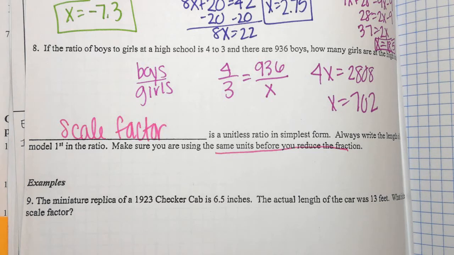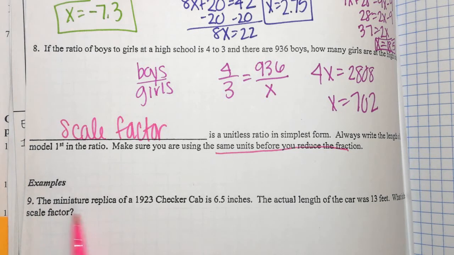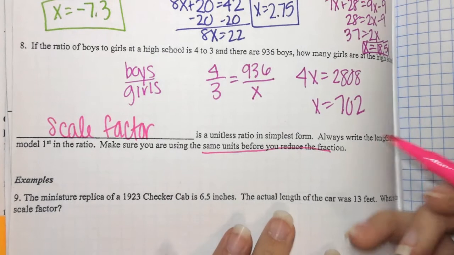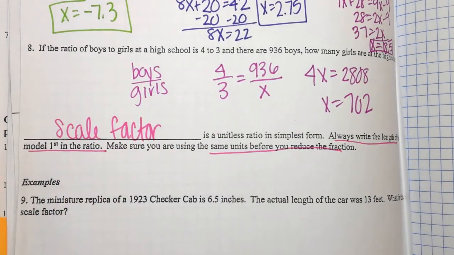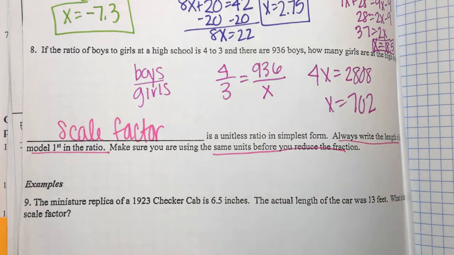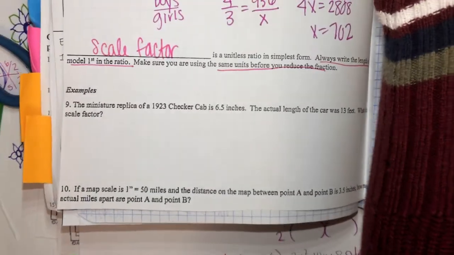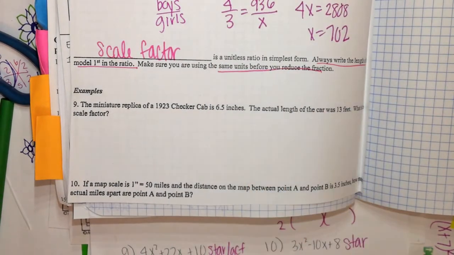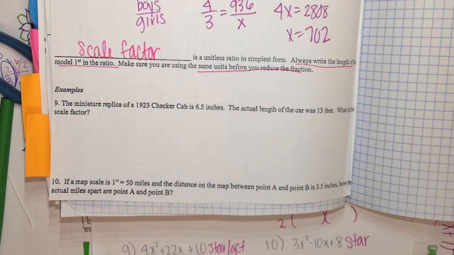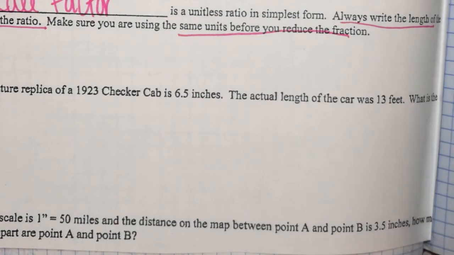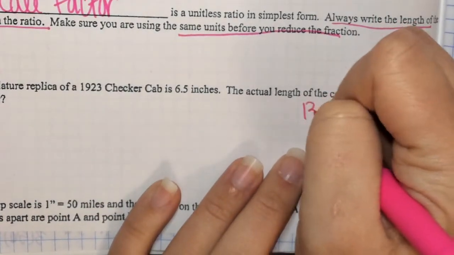All right. So the miniature replica of a 1923 Checker cab is 6.5 inches long. The actual length of the car was 13 feet. What is the scale factor? Now, in the directions, it says always write the length of the model in the first ratio. And it also tells us that we need to have the same units. So do we need to convert inches to feet or feet to inches? I think it might be easier to convert feet to inches, right? So what would we multiply 13 by to be able to convert this? All right, tell me what 13 times 12 is.